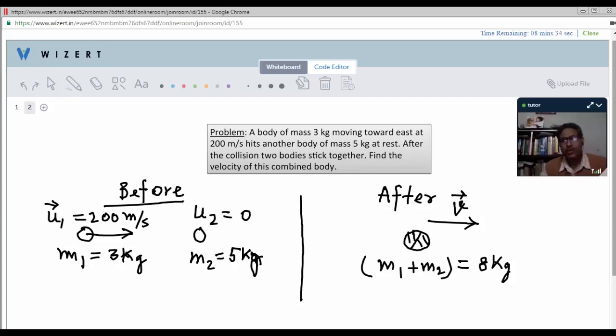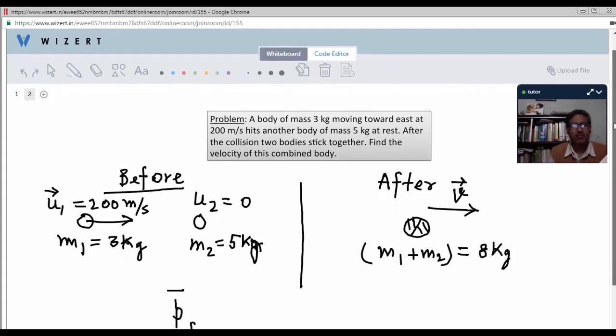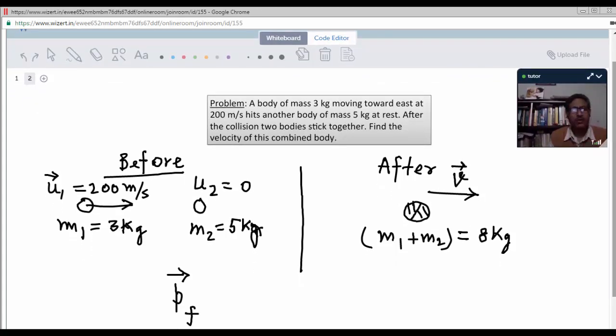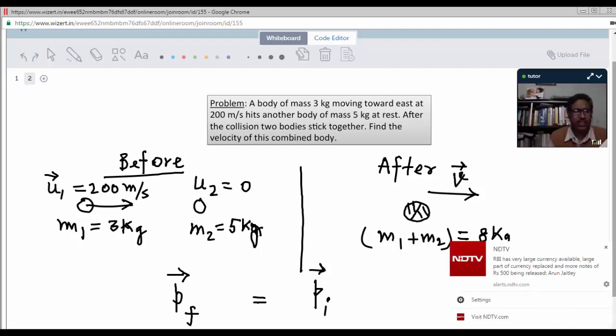Now, how do we solve it? So we are now applying the principle of conservation of linear momentum, which says that momentum doesn't change. That means the final momentum is the same as the initial momentum. So use the symbol PF for the final momentum, that is the momentum after the collision, and PI, the momentum that is there before the collision. So PI is the same as PF, or PF is the same as PI, but I have taken PF first just to organize the problem in a convenient way.